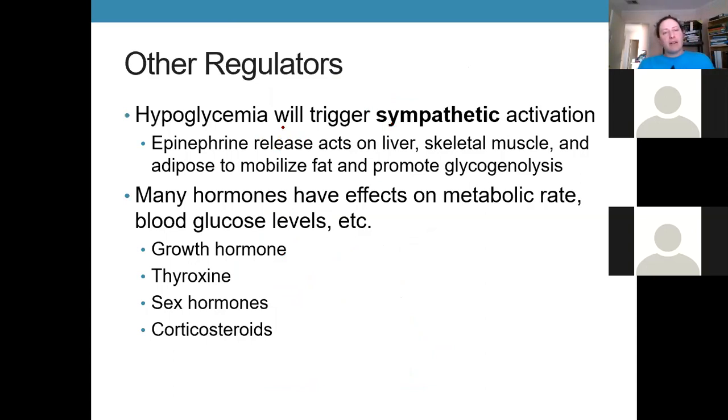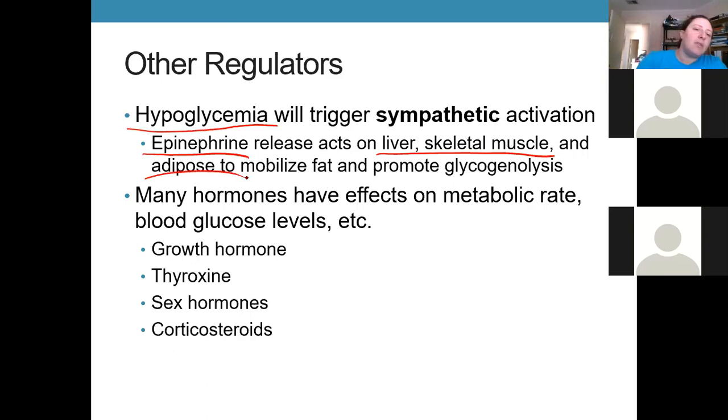So we do have those other hormones that are going to have effects too. For example, hypoglycemia will actually trigger sympathetic activation. Whereas in the absorptive state, it's parasympathetic that's helping. In the post-absorptive state, our sympathetic system can actually help because the epinephrine release will essentially back up the actions of the glucagon, getting the liver, skeletal muscle, and adipose to release glucose and fat.